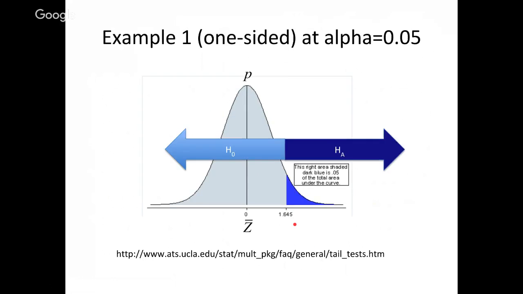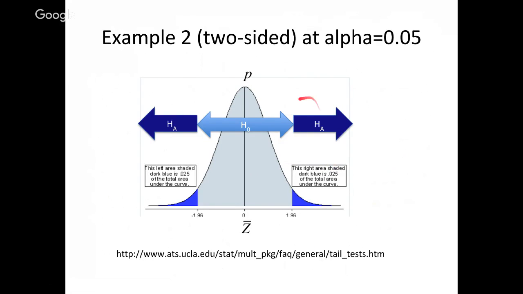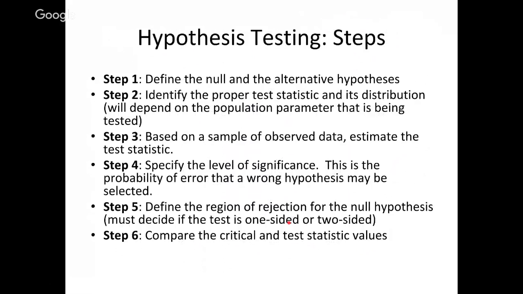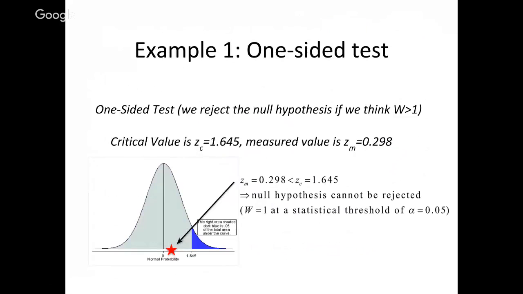So basically then, depending on whether we have a one-sided test, where we're just rejecting the null hypothesis if W is greater than 1, or a two-sided test where we're rejecting the null hypothesis if W is greater than or less than 1, we're going to get different critical values for the z statistic. All right, and then we finally compare the critical and test statistic values to determine whether we're going to reject or not reject the null hypothesis. And that is the simple part.